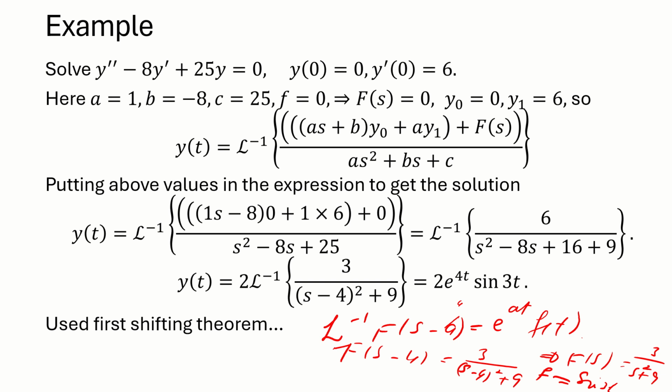And then by using the first shifting theorem, the s shifting theorem, इसी फंक्शन के साथ आप e पावर a t को मल्टीप्लाई करना है. तो यहाँ पर a की जगह 4 है, so we'll be having 2 अपनी जगह पे आ रहा है, ठीक है, e power 4t because of the shifting s minus 4, and sine 3t because of the Laplace inverse of f of s, जब हम s minus 4 से f of s को बना देते हैं. So that's why we are having the Laplace inverse of this quantity, that is equal to 2 e power 4t sine 3t. That's the answer, that's the solution of this differential equation.